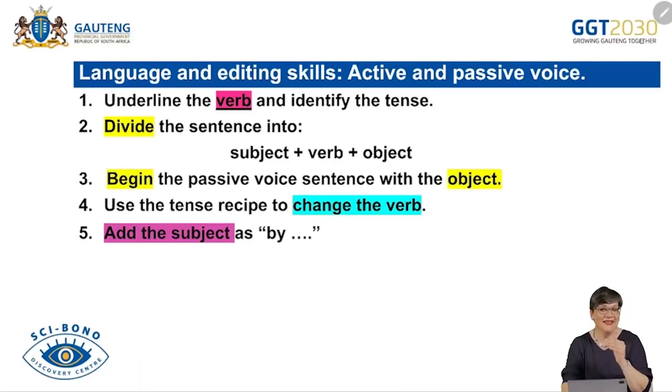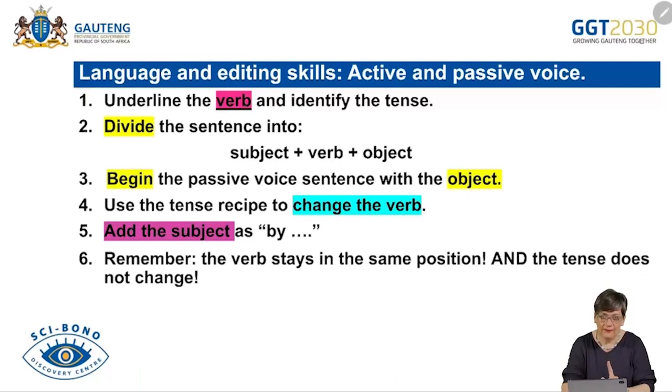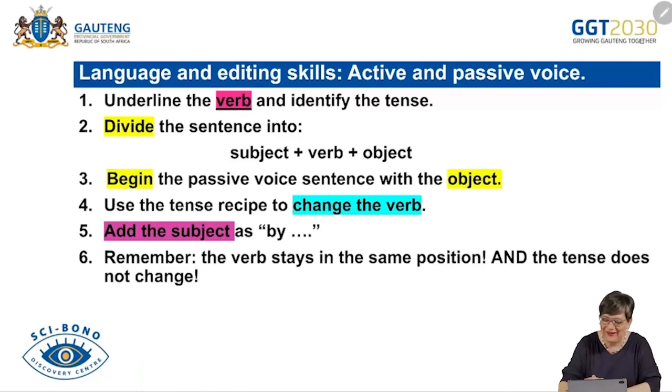Now, if you've done this, you'll be able to do active and passive voice. Very important. The verb stays in the same position. Now, we're not changing the verb. The tense never changes. With reported speech, we moved one step into the past. But with active and passive voice, it stays as is. The format looks a little bit different. Let me show you what I mean.